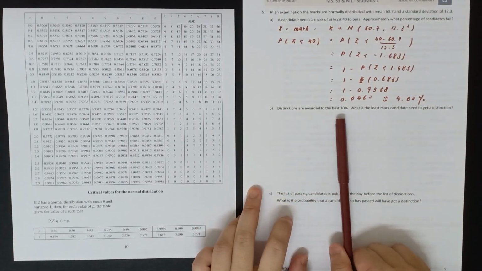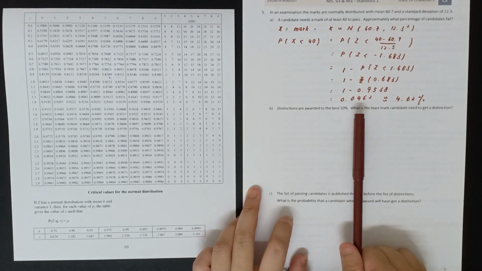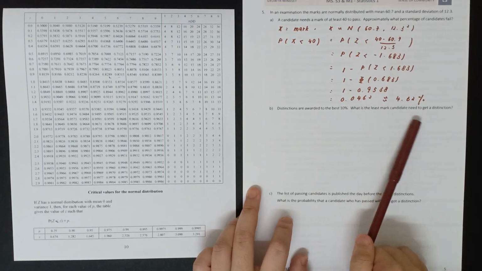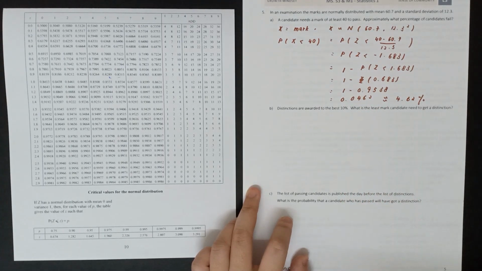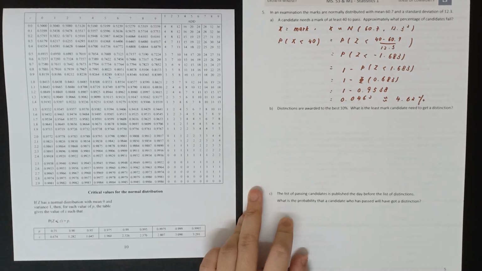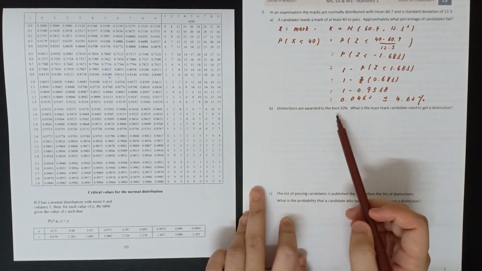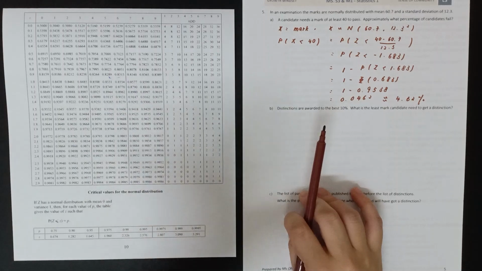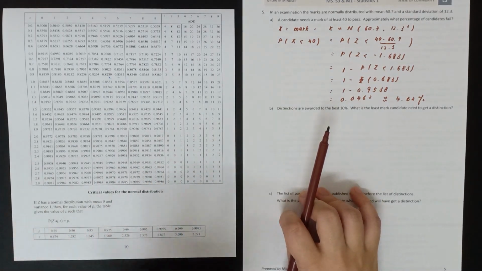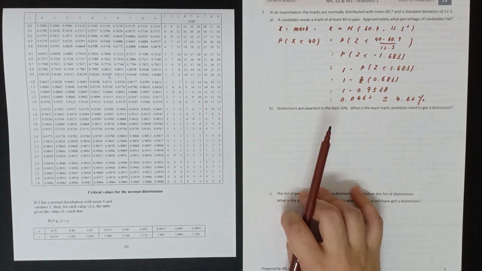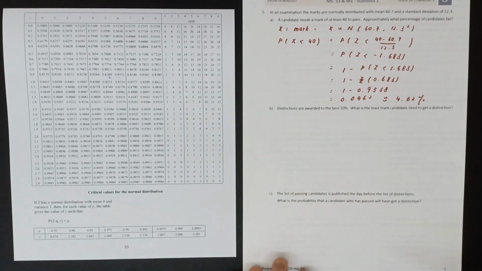Distinctions are awarded to the best 10%. So what is the least mark a candidate needs to get a distinction? Okay, so same thing. You need to identify what the question wants first. Distinctions are awarded to the best 10%, meaning they have a standard. So more than how many marks, then only you can get a distinction. Of course, logically, you don't think that less than how many marks you have a distinction, right?